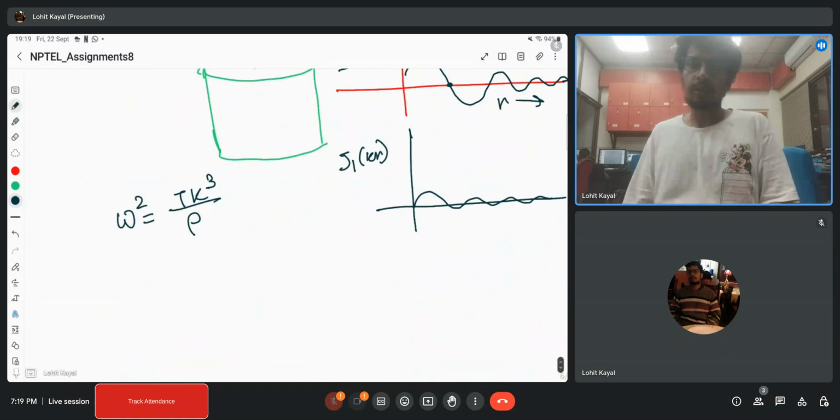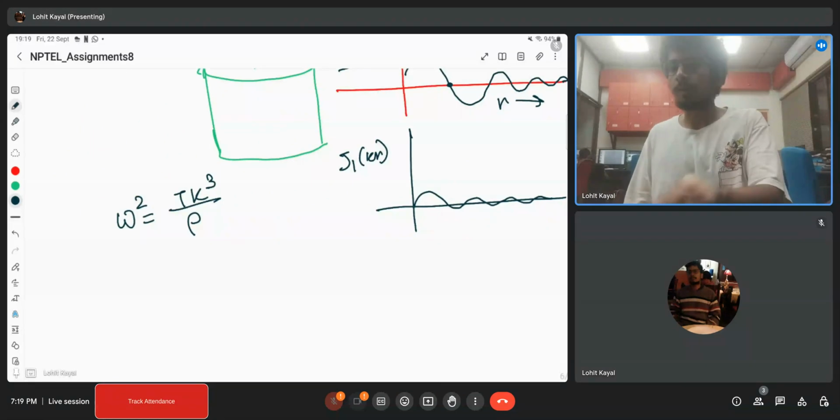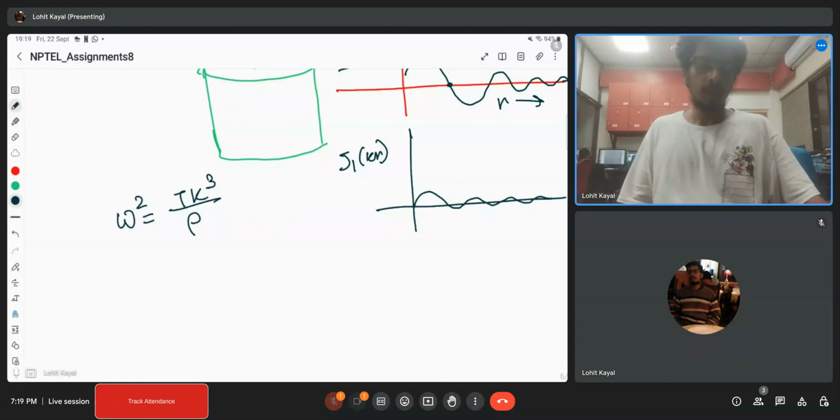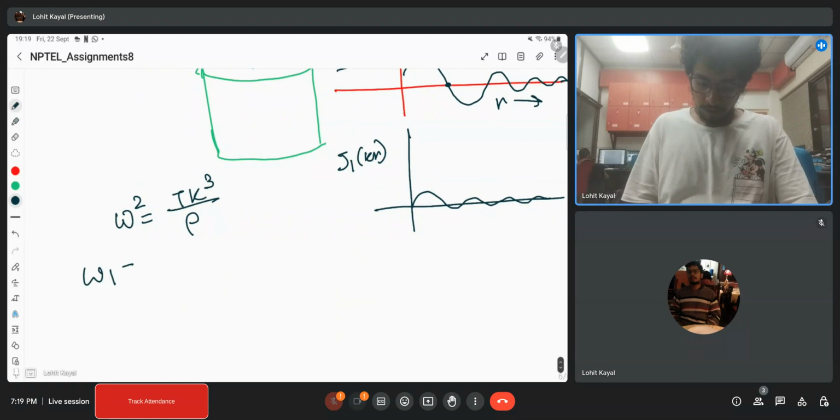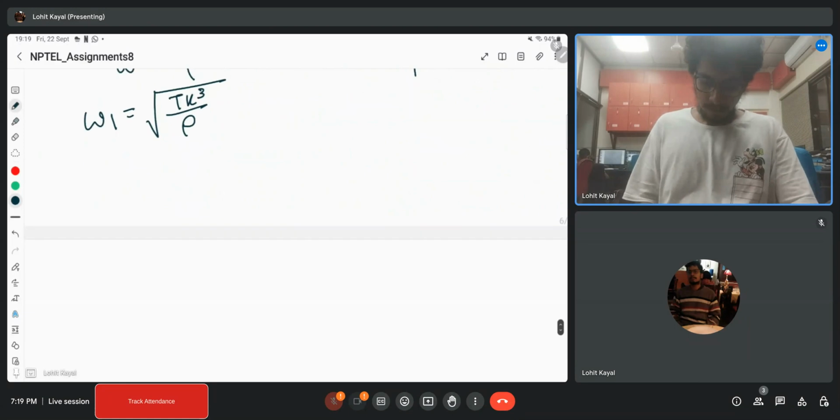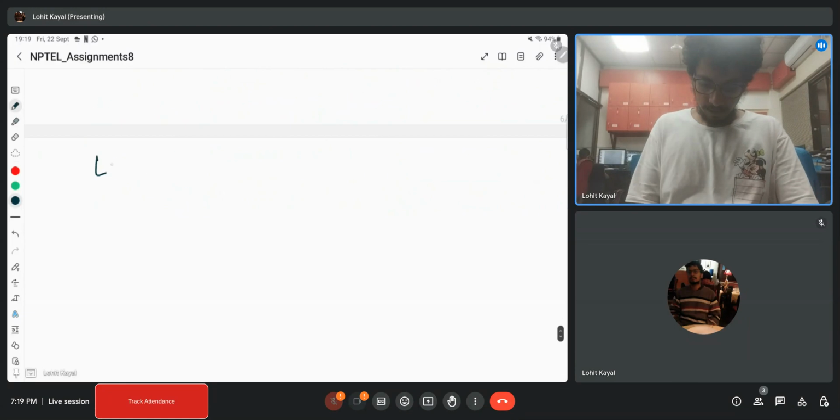Because that is our main criteria, right? We are from the normal mode analysis, so we try to find the frequency of the system. So now, there will be two values. Maybe omega 1 equal to positive square root of Tk cubed by rho.